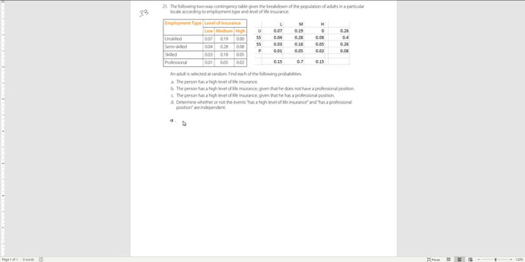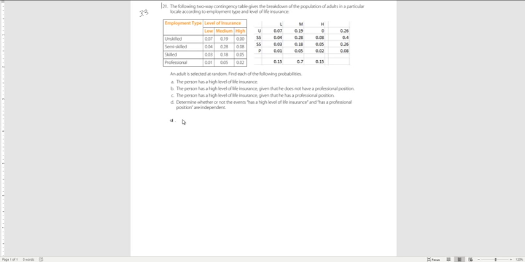Alright, so an adult is selected at random. So, just out of the blue, taking a person, it's equally likely that it could be any of these, and the likelihood of each is given by the probabilities in that table. So find each of the following probabilities.